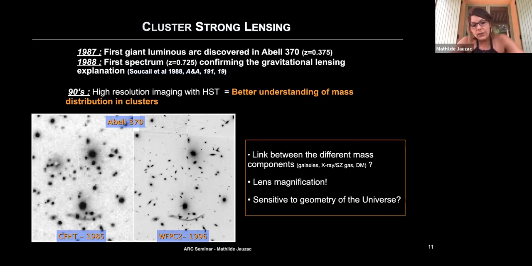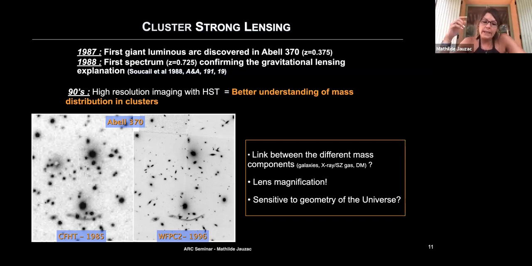Then if you also remember what I said, your light rays are magnified. This magnification will help you see extremely faint and distant objects that would not be seen in a blank field. So you can use your cluster as a natural telescope in order to observe the high redshift universe, for example. But again, I'll give you a few examples of that later on.